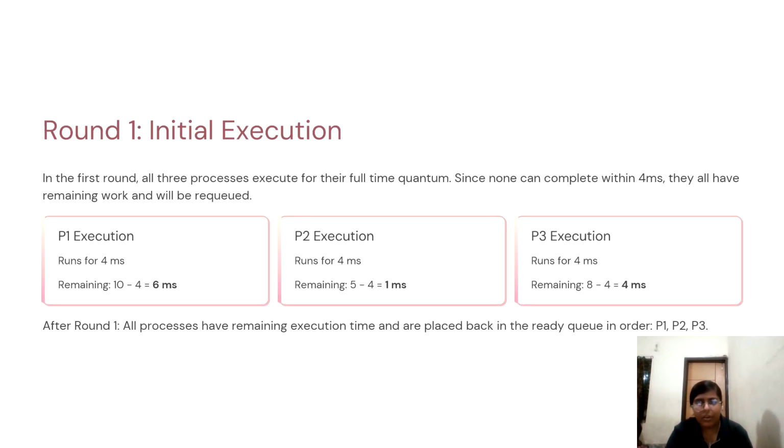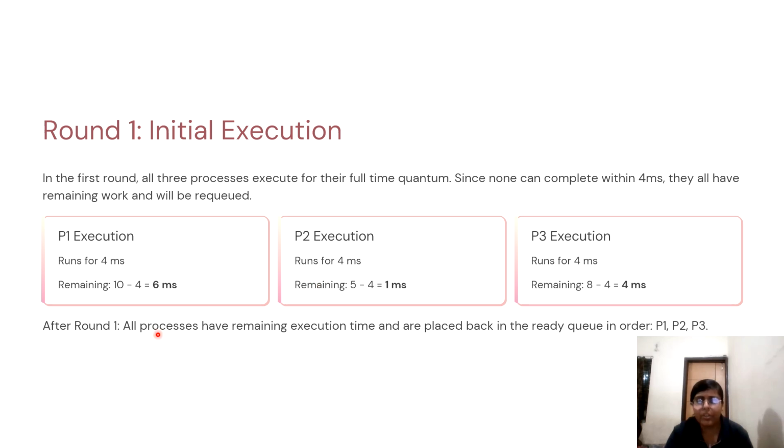In the initial execution, P1 runs for 4 ms, so the remaining time of it will be 6 ms. Then P2 will come and P1 will go back to the queue. P2 runs for 4 milliseconds and the remaining time of it will be 1 millisecond. Then P2 will also go back to the queue. Then P3 will run for 4 ms and the remaining time of it will be 4 ms.